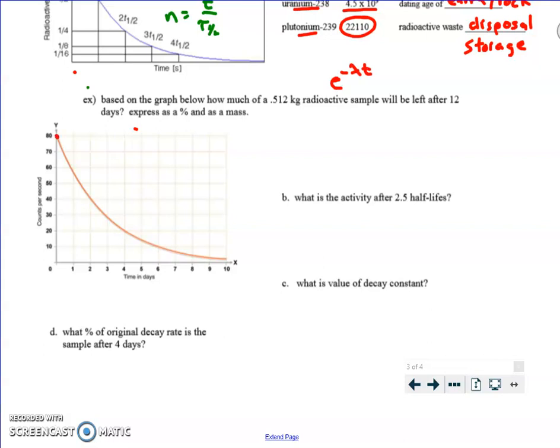If I start with 80 counts per second, so this is activity right here, not N, but activity follows the same idea, and I go down to 40, where it's a half-life, I go over and I see that tau half is 2 days.